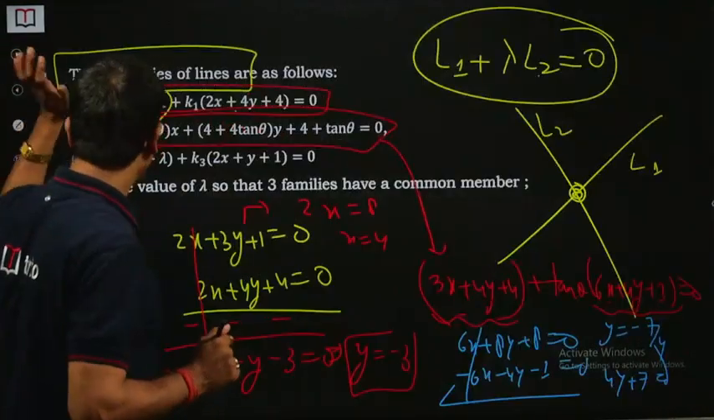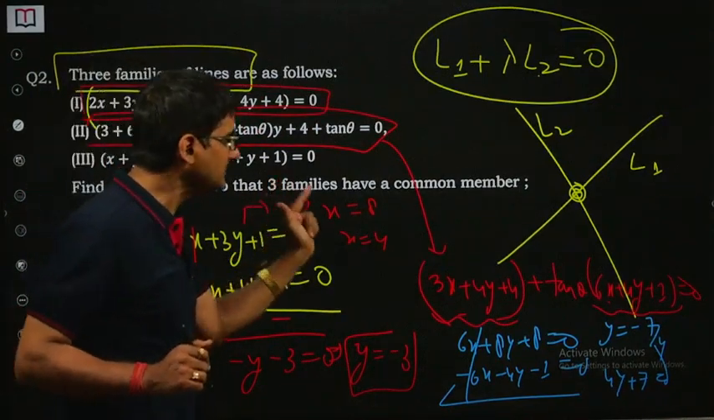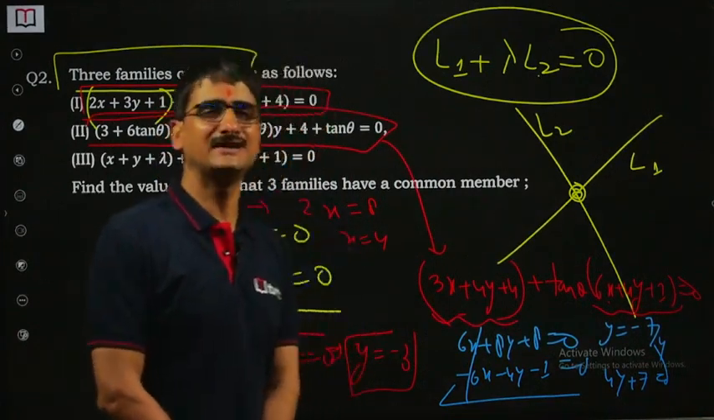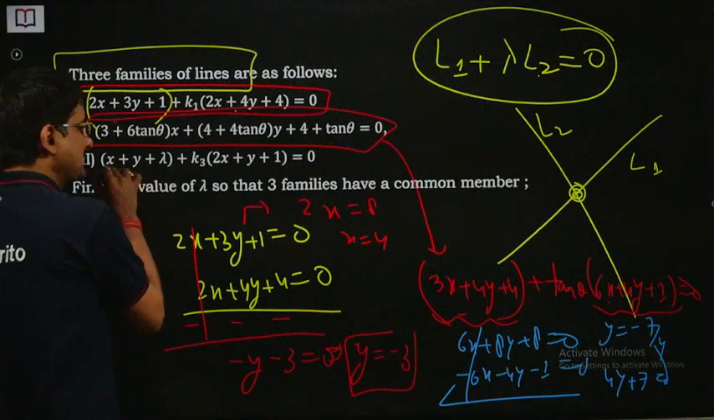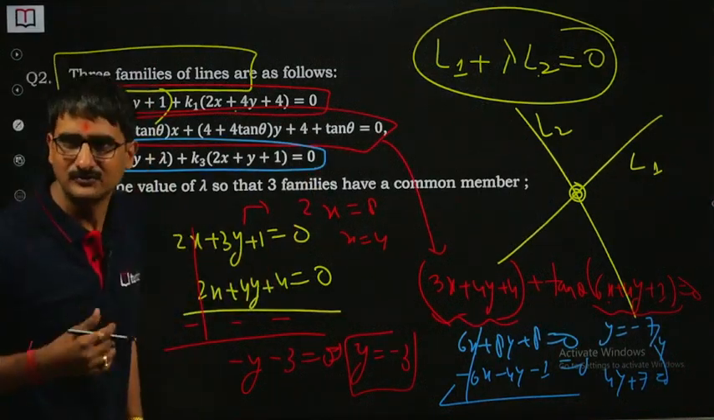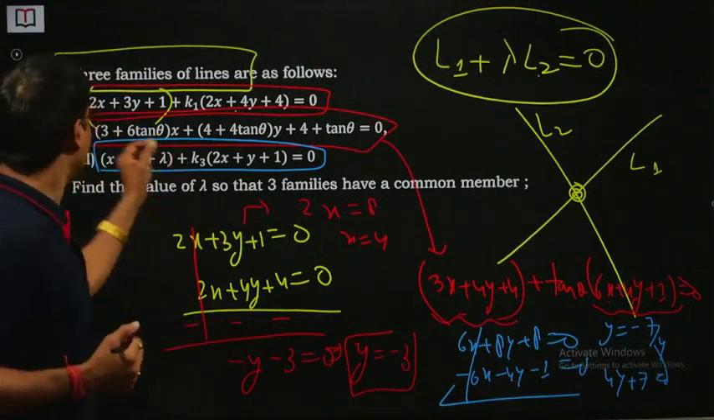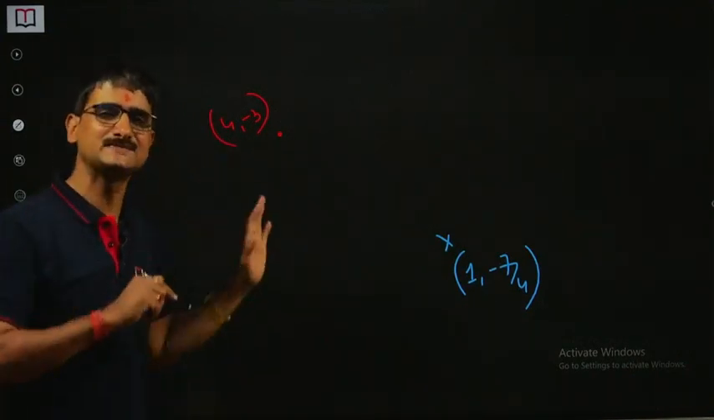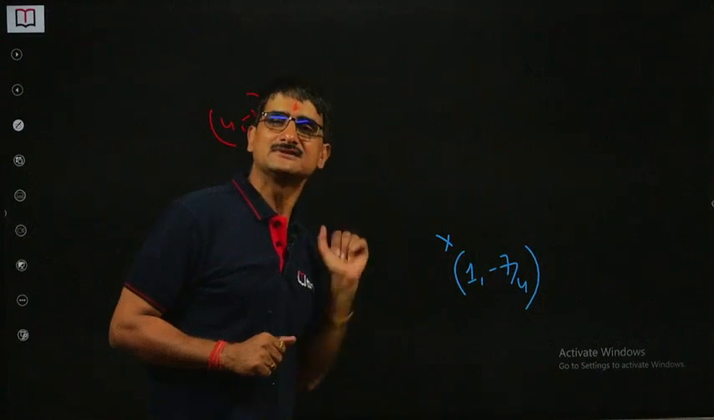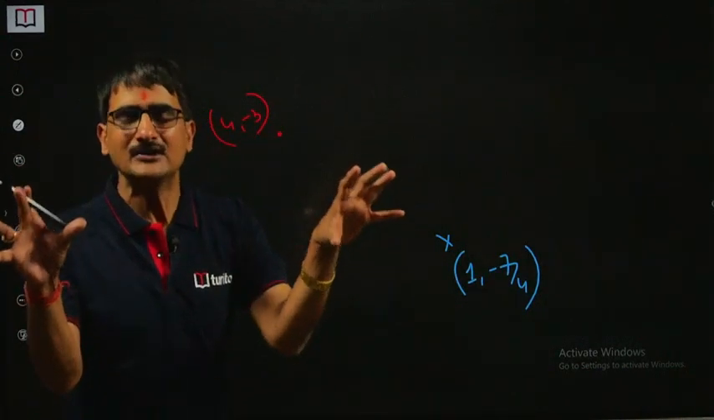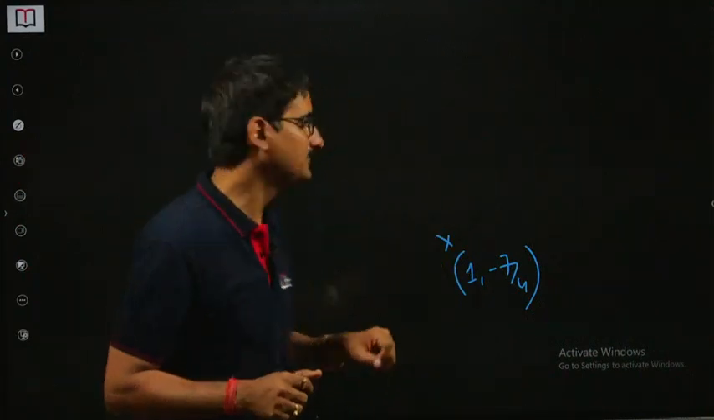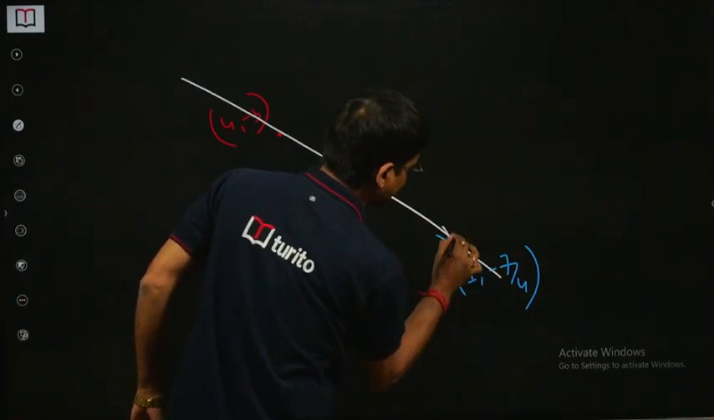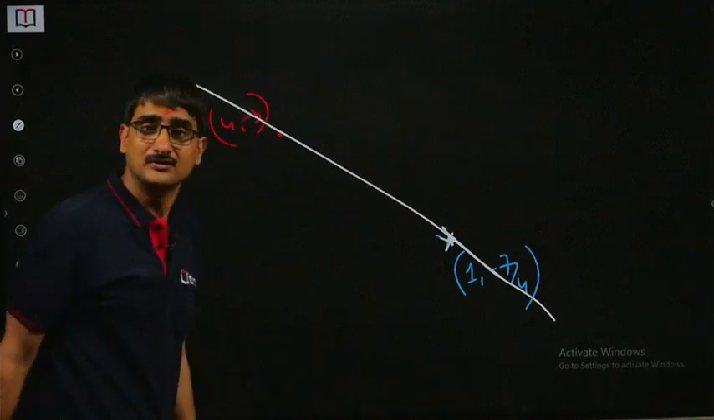Now next, find the value of lambda so that the three families have a common member. What does that mean? That's again a family of lines. The first one represents all lines passing through this point, the second one represents all lines passing through this point. If those two families have a common member, that means we need a line which passes through these two points, yes or no? So that's the point, that's the line.